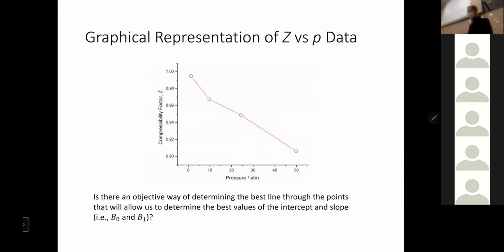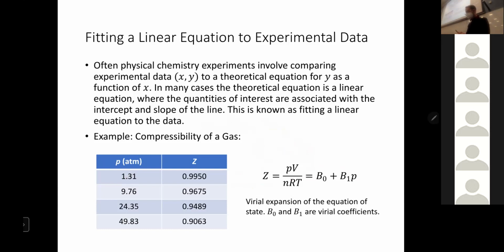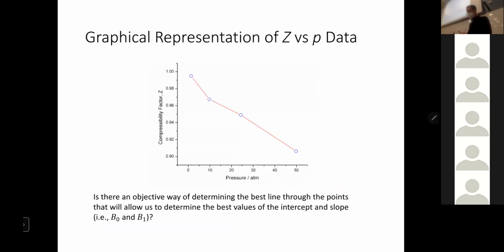And so our goal is to determine these parameters, B naught and B1, because these tell you something about the thermodynamics of the particular gas that you're studying. These are called the first order virial coefficients for this gas. Okay, so how would you determine a fit to the line?